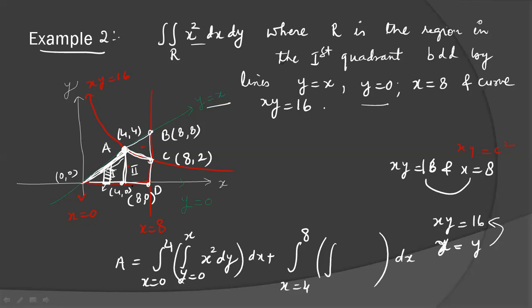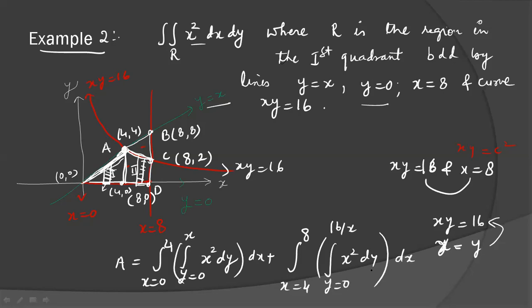In the second case, you have to again put a strip parallel to the y-axis because you are taking y as a variable limit. Foot of the strip on the x-axis means y equal to 0. But the top is on xy equal to 16. So the value of y will be 16 by x square dy. So these are the breaking of limits here.